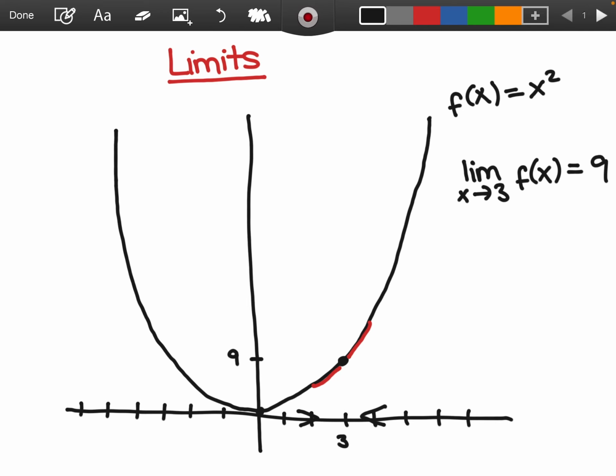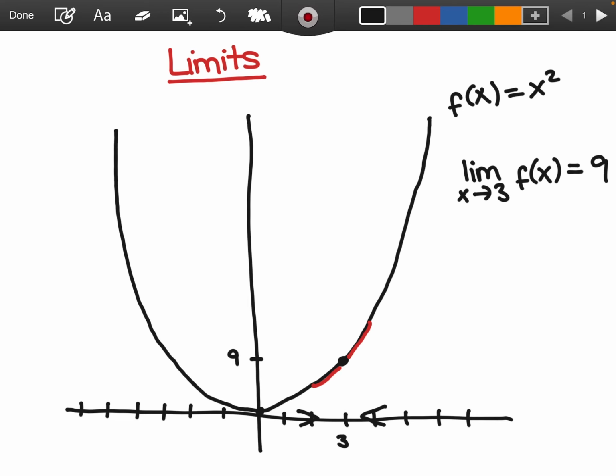Now, you may be saying to yourself, what's the difference between the limit of f at a value and the value of f at that value? So we've said here that the limit of f of x as x approaches 3 is 9. So we've said whether we approach from the left or the right, as x gets closer and closer to 3, our function value gets closer and closer to 9. So the limit of f of x as x approaches 3 from both the left and the right is going to be 9. But we also know that f at 3 is 9.